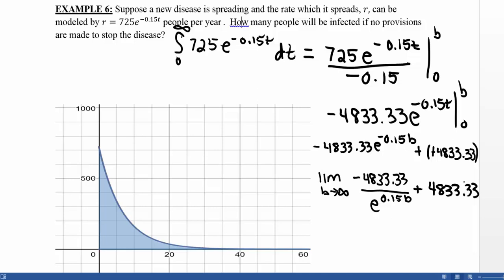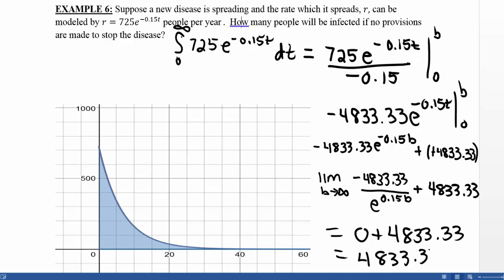So here, when b goes to infinity, the e term is going to get really, really big, really fast. So that means, again, that the denominator is blowing up. If the denominator gets really big, then that whole term will go to 0. So I have 0 plus 4,833.33, which tells me that if I let this disease just run its course, then I can expect 4,833.33 people to be infected.